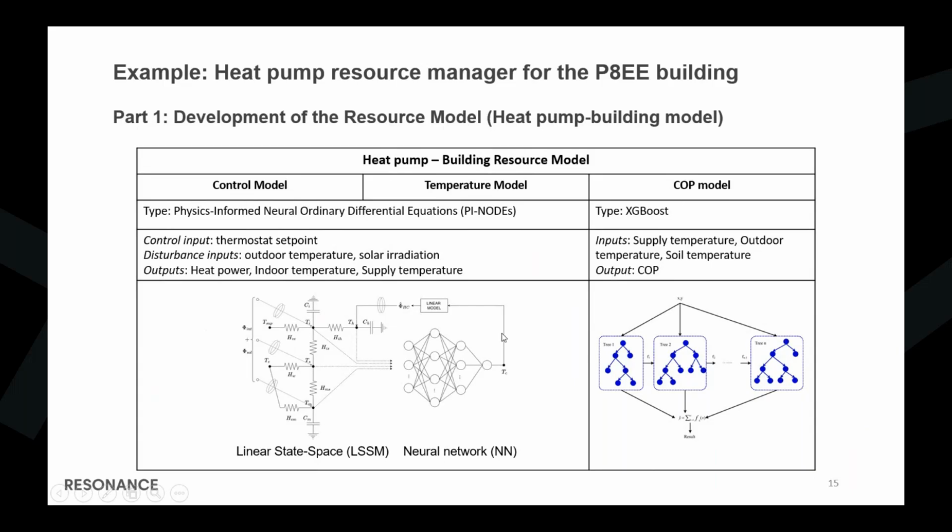Now, in this specific use case, we're actually using one enhanced type of model to model both the control model and the temperature model. This type is called physics-informed nodal ordinary differential equations. As a control input, it takes the thermostat set point, and as a disturbance input, it takes the outer temperature and solar irradiation. The model from these inputs then outputs three things. The first one is the heat power, then the indoor temperature, and the supply temperature of the heating system. You can see the structure of the model in this picture here.